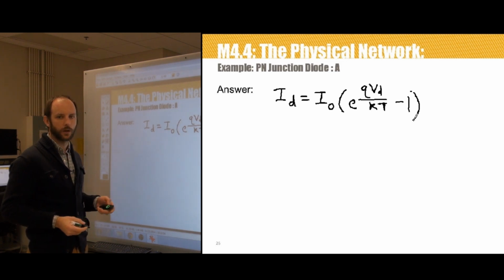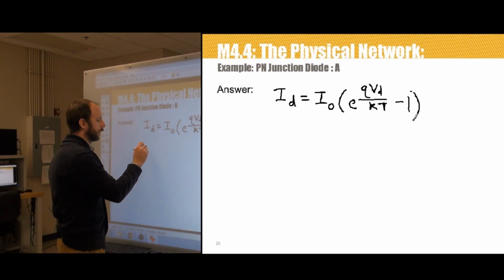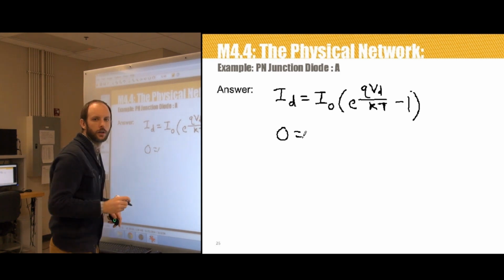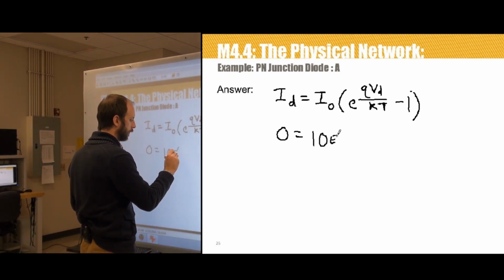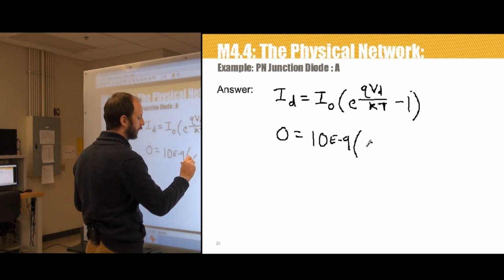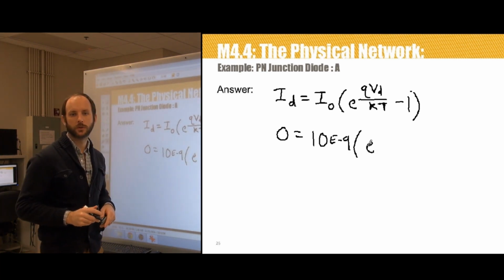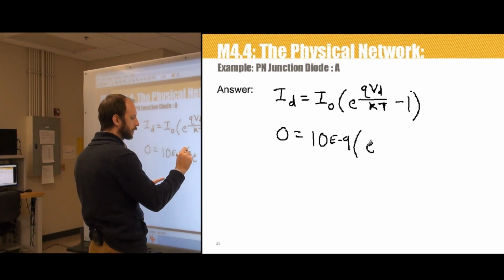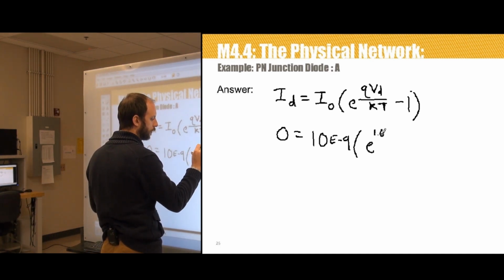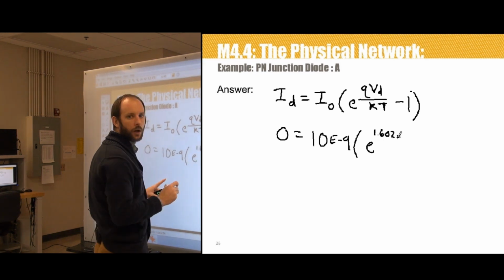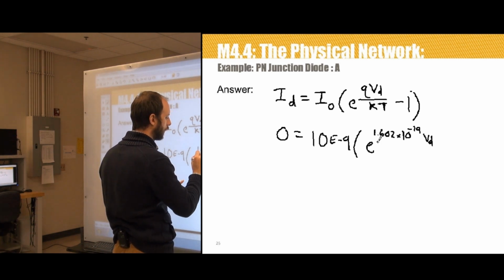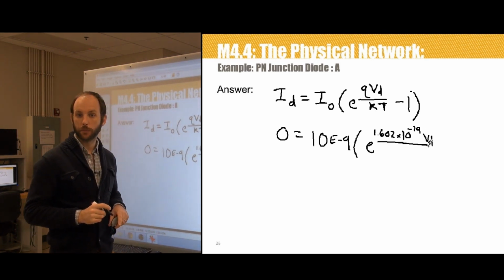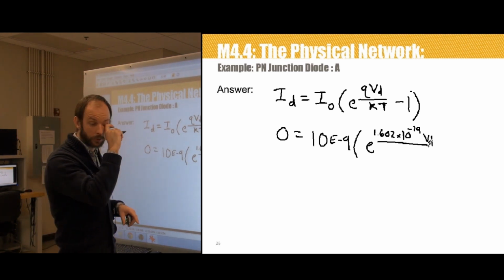So now let's put in some terms. We've got ID equals 0 equals, we were told, 10 to the minus 9, times e to the Q. What was Q? It's the electron charge, 1.602 times 10 to the minus 19. I need to multiply that by VD, divided by K, which is Boltzmann's constant, 1.381 times 10 to the minus 23rd.